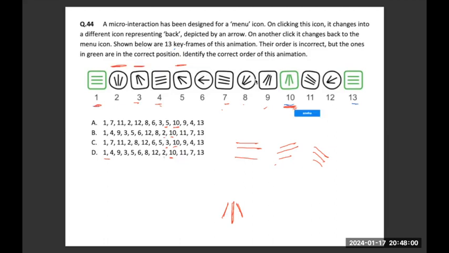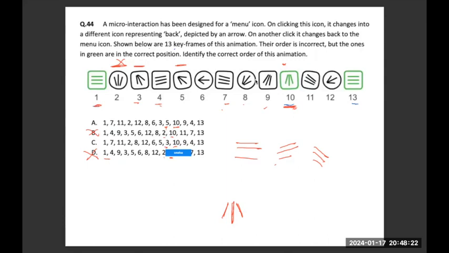Now if you observe option 2, it's not possible because 2 is the complete inverse of what I see in 10. If it is an animation, you cannot have an inverse glitch like that. So 2 I will reject. When I'm rejecting 2, I will also reject option D and option B. Now it could be either 5 or 3.